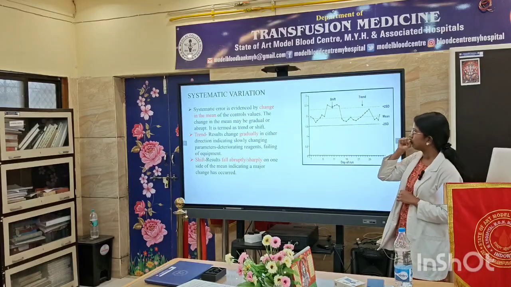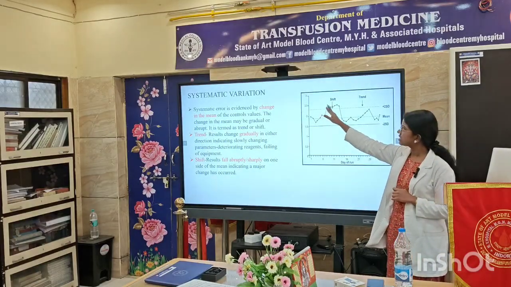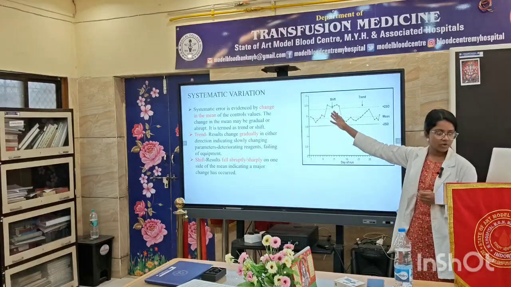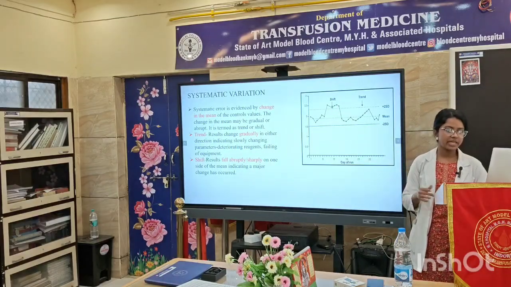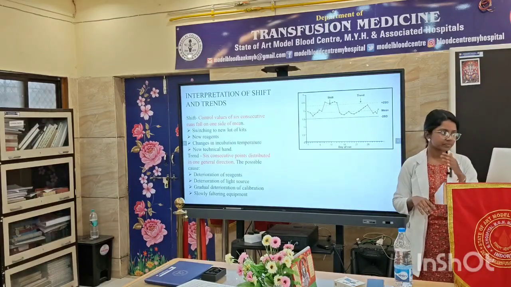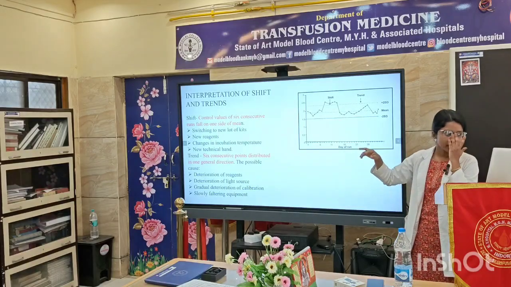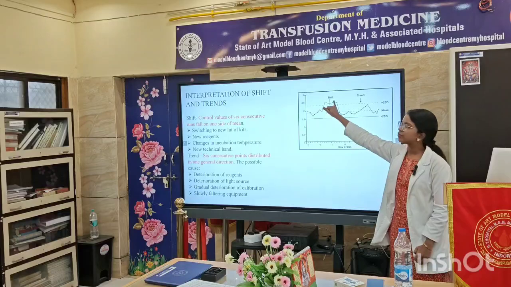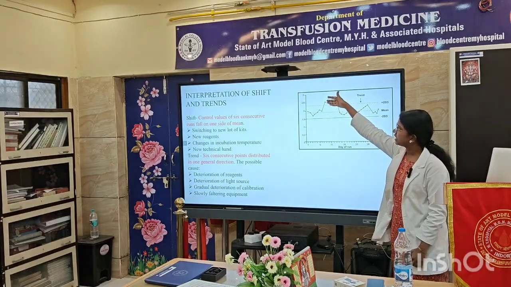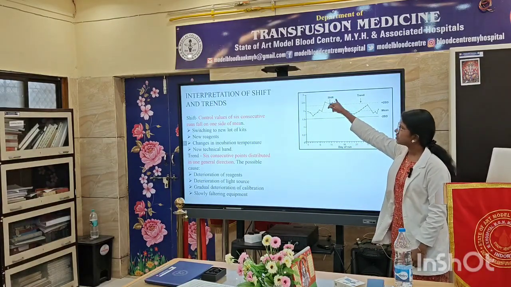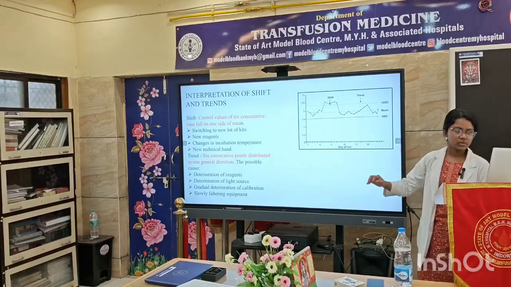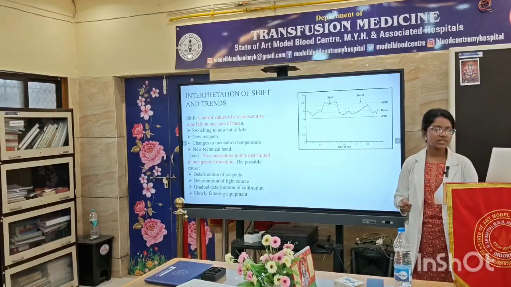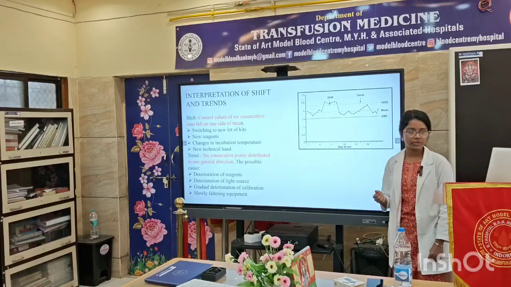Whereas shift is something which happens very fast. Either it falls abruptly or sharply on one side of the mean, indicating a major change has occurred. See here, in the shift, control values of 6 consecutive runs fall on one side of the mean very abruptly. This is shift. The reasons can be switching to a new lot of kits, new reagents, changes in incubation temperature, or a new technical hand.